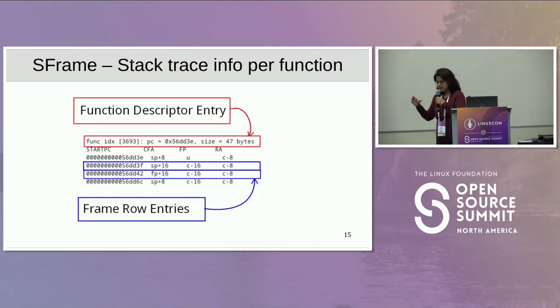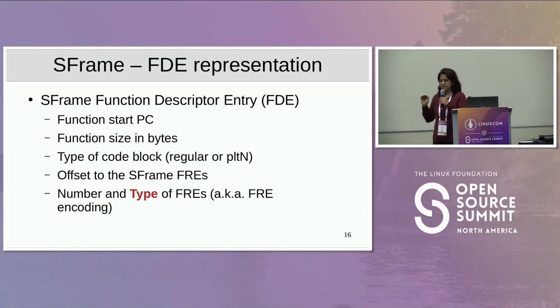To represent stack trace information for a function, you need one FDE, the function descriptor entry, and n number of frame row entries. The number of frame row entries depends on your function, how the function has been laid out, and how it uses the stack. Now let's go further and see what an FDE is and what information it contains. Again, very simple: it contains the function start PC, the function size in bytes, and what kind of code block it is representing, whether a regular code block or a PLT entry. The reason is that the start PCs should be considered differently if it is a PLT entry. It's more like a masking thing for PLT entries. For regular ones, the unwinder needs to handle it differently.